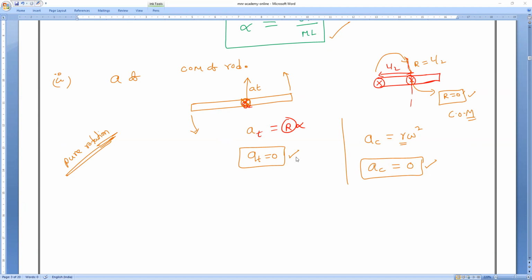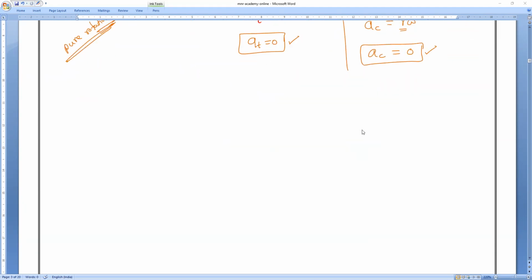Clear, everybody? So that is what you have to remember. Now we have to find the hinge forces. So we start finding hinge forces now. That is the third subdivision, very important. It is the reaction force exerted by the hinge. What do you mean by hinge? Pivot to the rod.